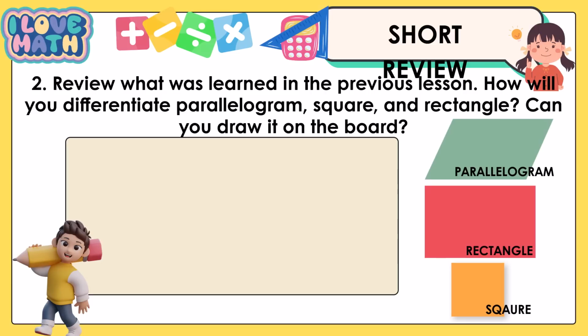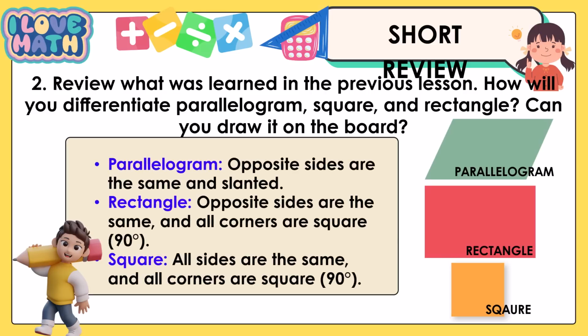Number 2. Review what was learned in the previous lesson. How will you differentiate parallelogram, square, and rectangle? Can you draw it on the board? The answer, parallelogram, opposite sides are the same and slanted. Rectangle, opposite sides are the same and all corners are square with 90 degrees. Square, all sides are the same and all corners are square with 90 degrees.